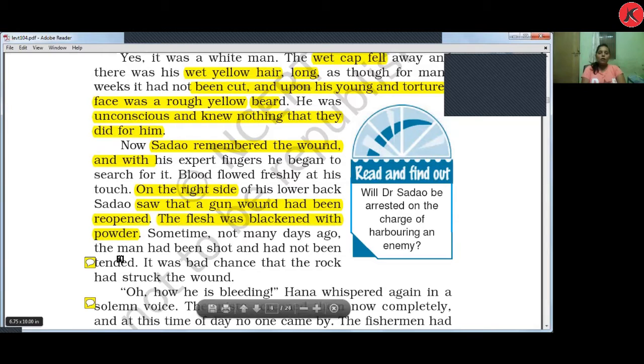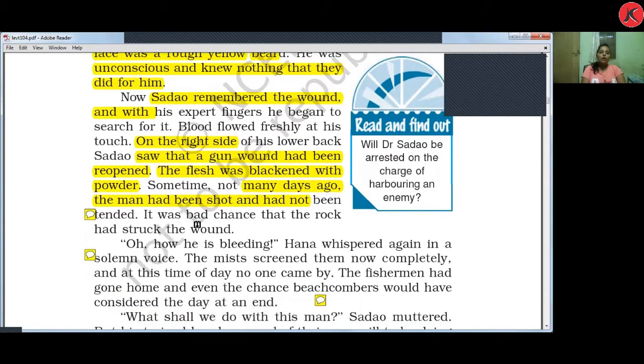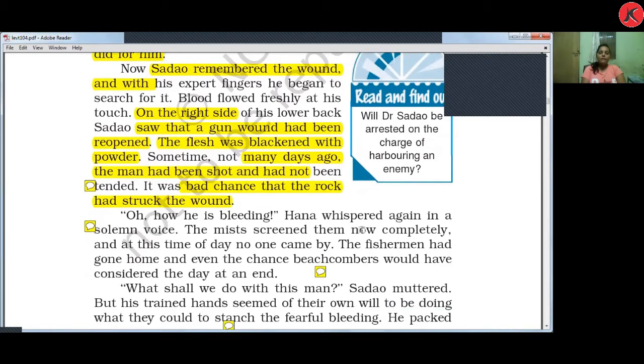Not many days ago, the man had been shot and had not been tended. Tended means looked after. So this is not from so long ago. It was many days ago that he had been shot, and he had not been given any care or any medication. It was bad chance that the rock had struck the wound, because he was lying at a rocky seashore, and this is a very dangerous island, and this rock had struck the wound again, and it was reopened. Oh, how he is bleeding! Hannah whispered again in a solemn voice. In this very serious and concerned voice, she was saying how he is bleeding.